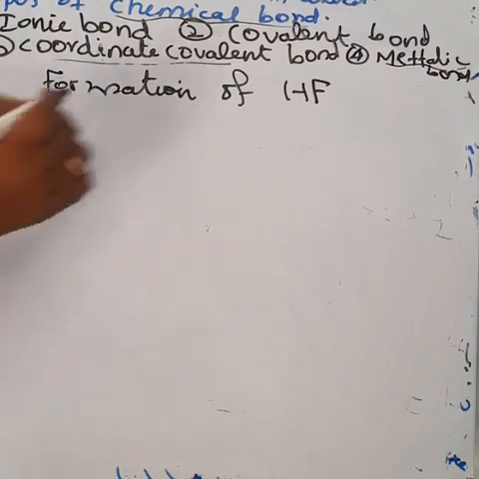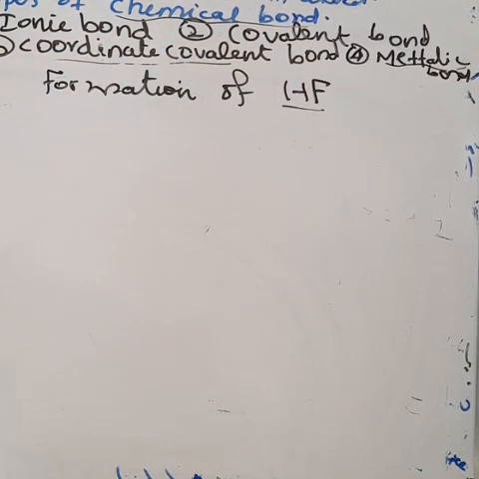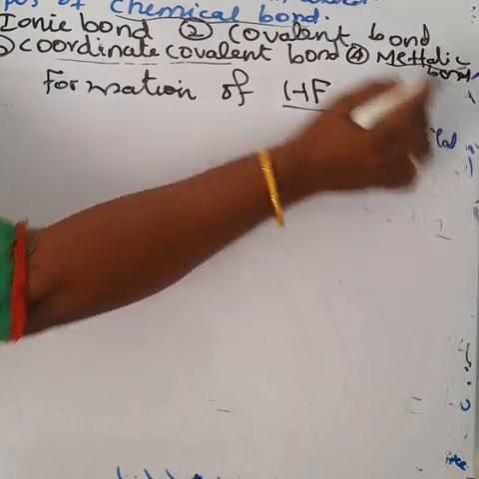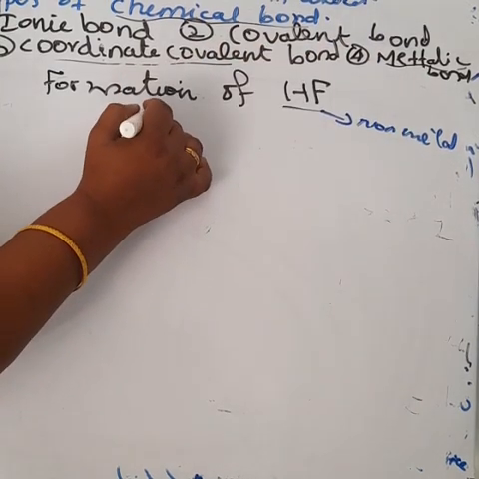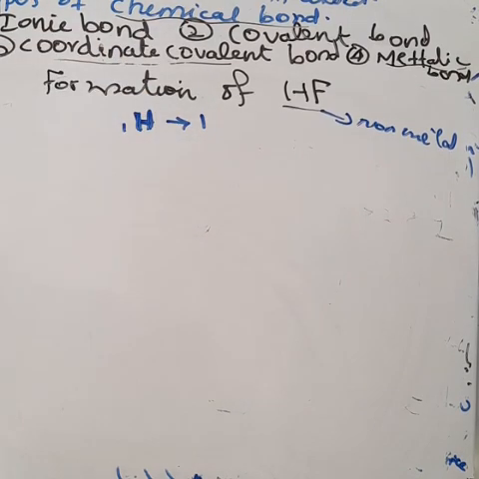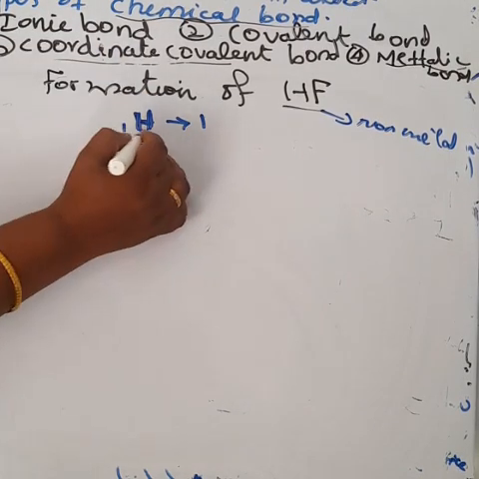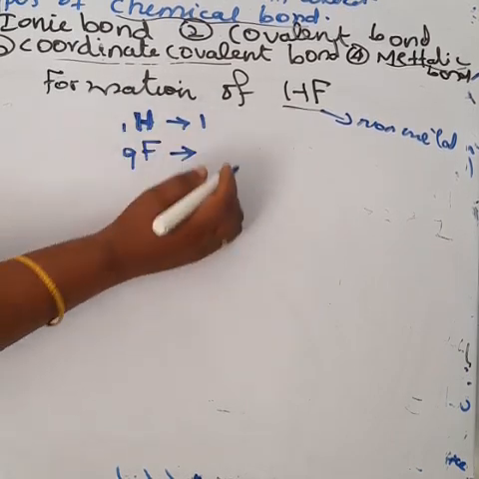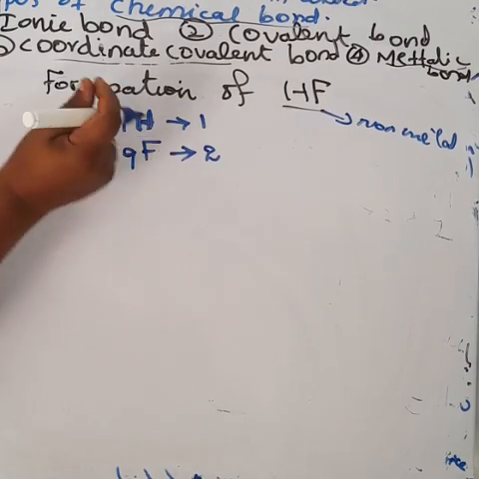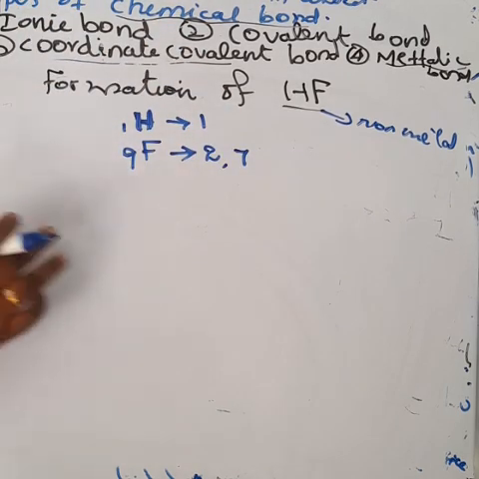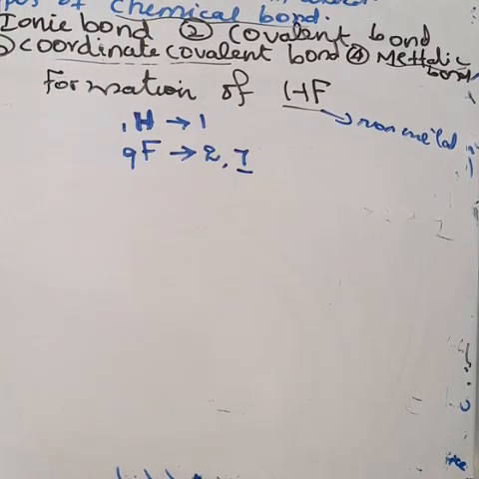Here the covalent bond is formed between two nonmetals. Here hydrogen and fluorine are both nonmetals. Okay. So hydrogen, what is the atomic number of hydrogen? Only 1. How many electrons are present here? Only 1 electron. Fluorine, what is the atomic number of fluorine? 9. How does it fill the orbits? 2,7. How many valence electrons are there? The fluorine atom has 7 valence electrons.